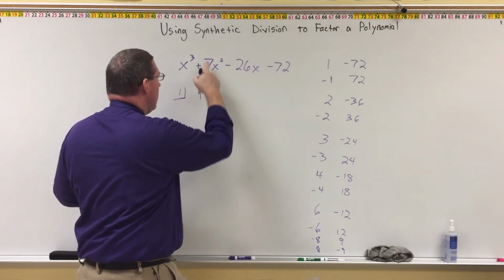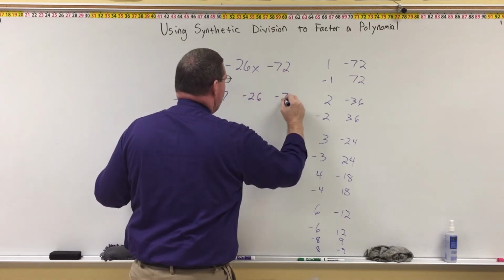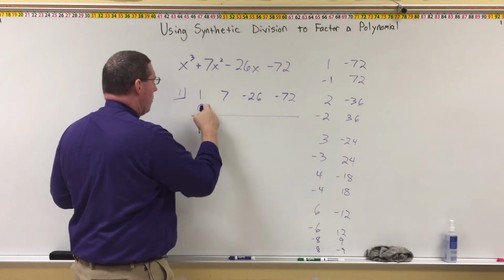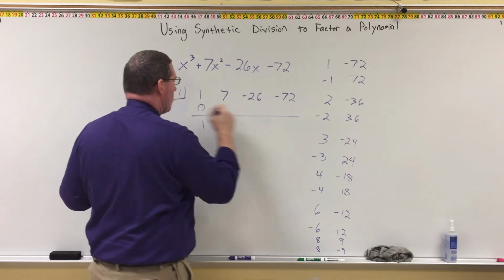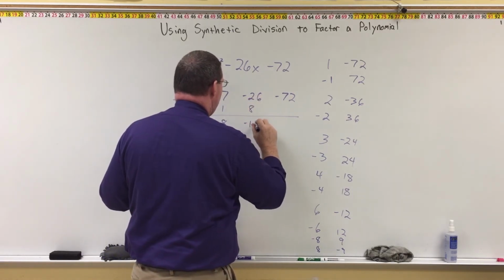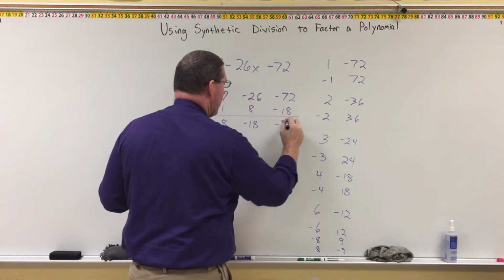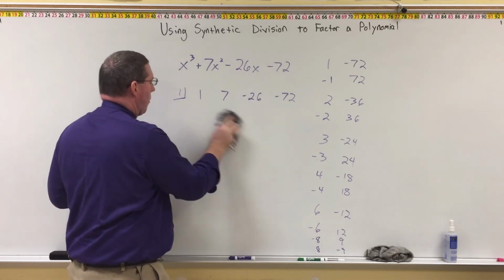I've got a 1, then a 7, then a negative 26, then a negative 72. I'm going to put a 0 here. 1 plus 0 is 1, times 1 is 1, plus 7 is 8, times 1 is 8, minus 26 is negative 18, times 1 is negative 18, and we've got a negative 90. Remainder is not 0, therefore 1 does not represent one of the factors.